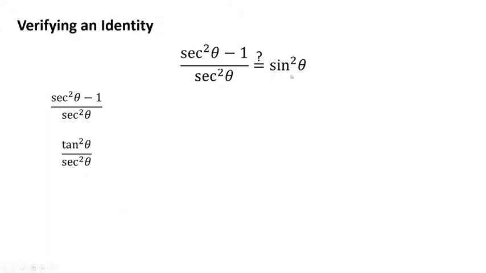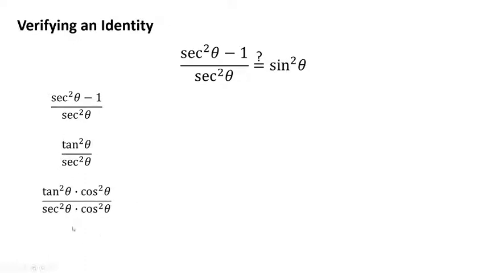We eventually want to get to sine squared. Well, tangent squared is equal to sine squared over cosine squared, and dividing by secant squared, that's secant squared is equal to the reciprocal of cosine squared. So let's break these things up into sines and cosines, and let's just see what we've got here.